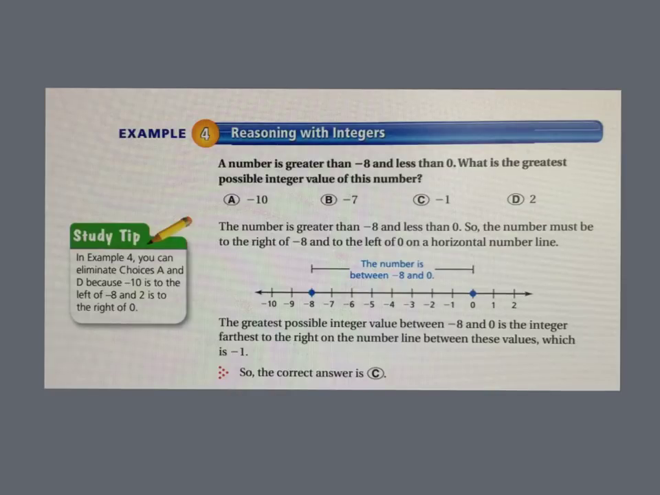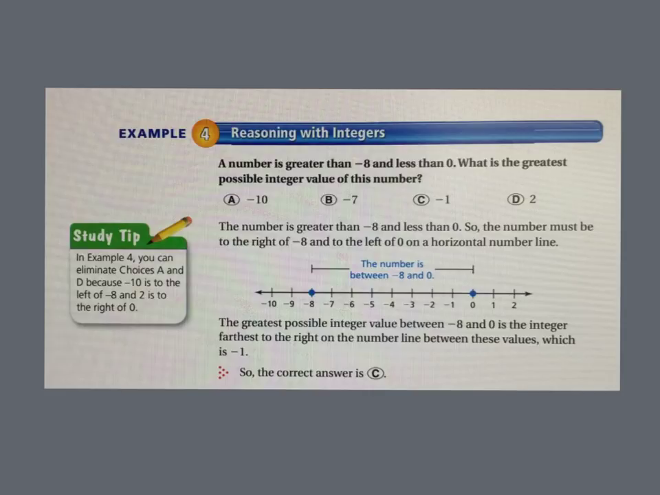Example 4 is reasoning with integers, and I wanted to do this one this way just so I could explain what was happening. So first of all, it says a number is greater than -8 and less than 0. What is the greatest possible integer value of this number? So if we want to know what the greatest is, we could put -8 and put 0 on a number line just like they did here.